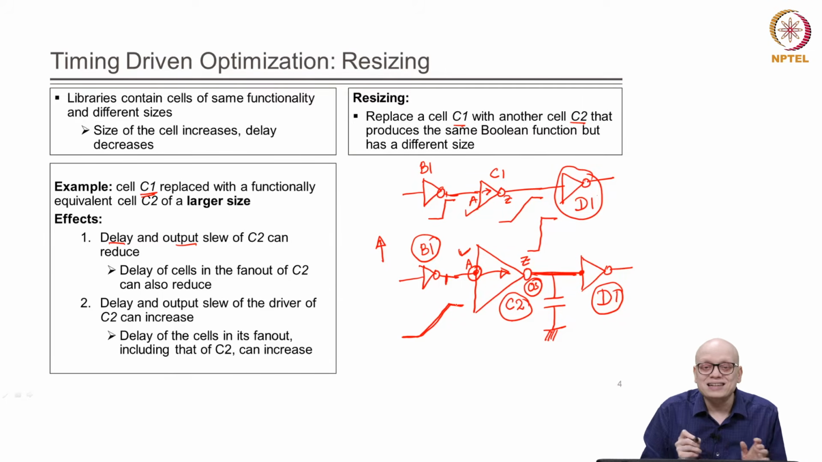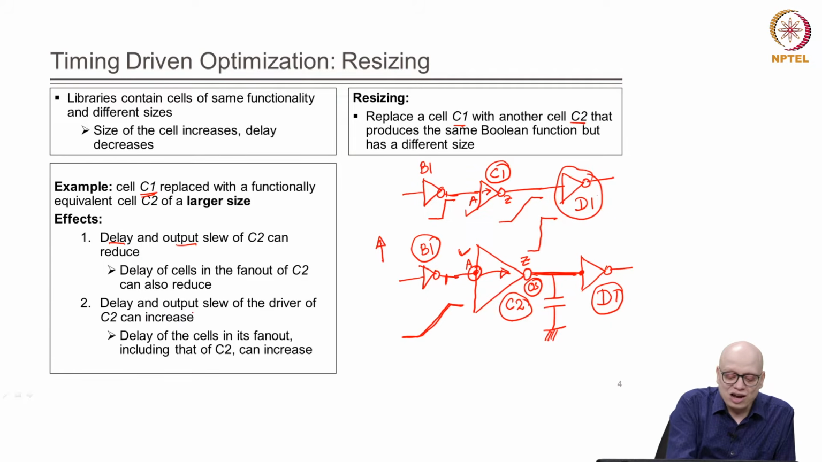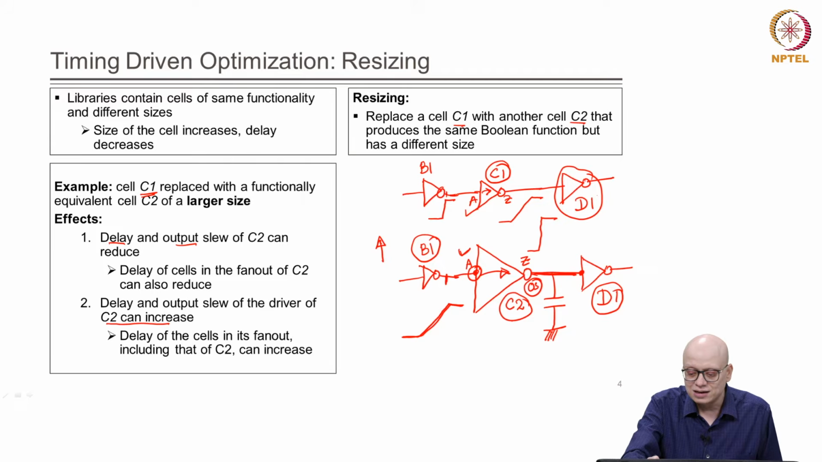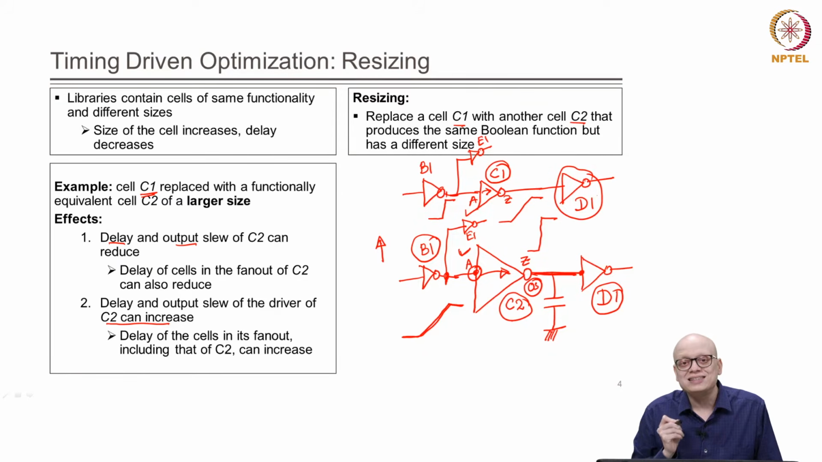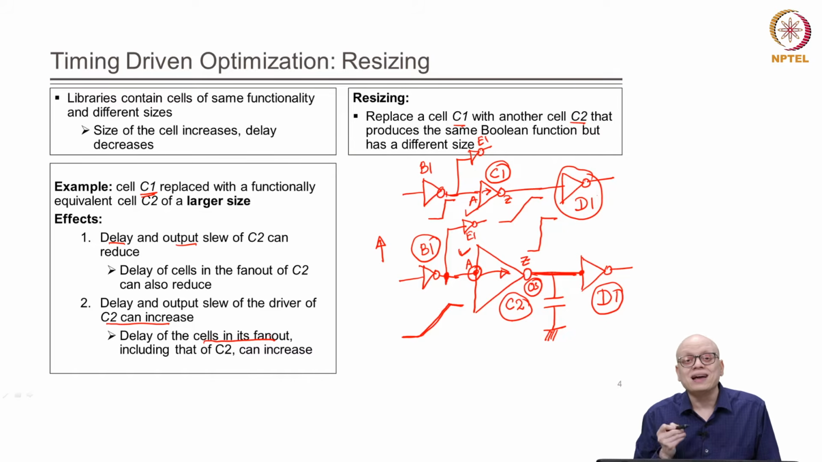Now, what impact can this increased output slew have? It can actually increase the delay of C1 or C2, right. So, the delay and output slew of the driver of C2 can increase, and the delay of the cells in the fan out including that of C2 can increase. Suppose there was another gate in the fan out, let us call it E1, right. Here also you have E1, right. Now, the delay of E1 will also get impacted. Why? Because the output slew of B1 has increased. So, the delay of E1 can also increase, right.